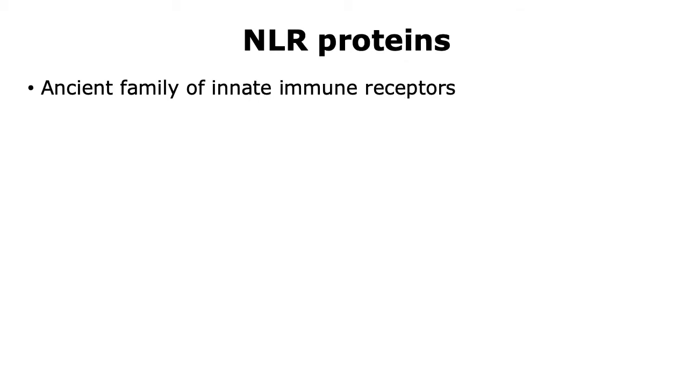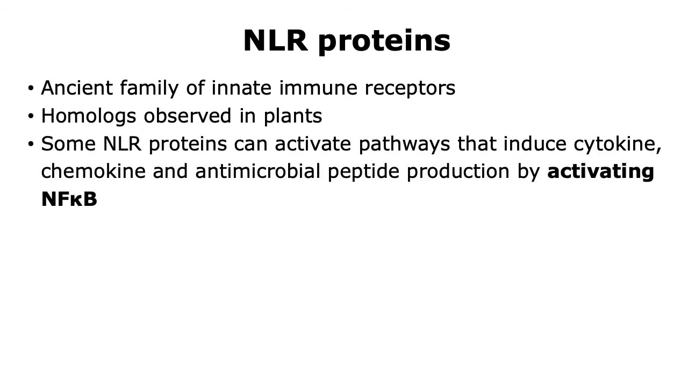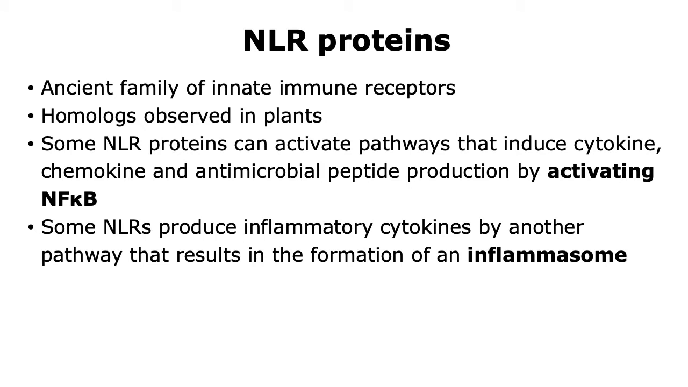The NOD-like receptors, or NLR proteins, are an ancient family of innate immune receptors. They're not only found in the kingdom Animalia, but homologs of NLR proteins have also been observed in plants. Now, some NLR protein members can activate signaling pathways that induce the production of cytokines, chemokines, and antimicrobial peptides, and this is usually accomplished by activating the transcription factor NF-kappa B. However, there are other NLR members that also produce inflammatory cytokines. However, it is done through another pathway that results in the formation of a complex called the inflammasome.